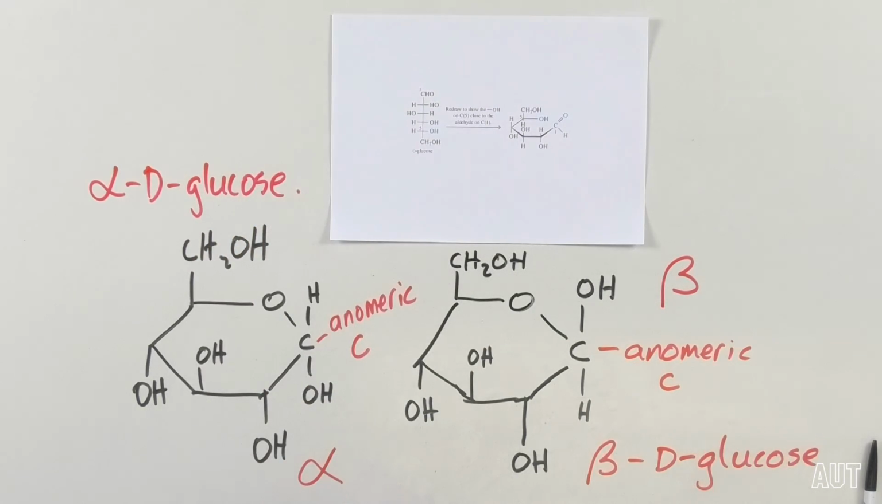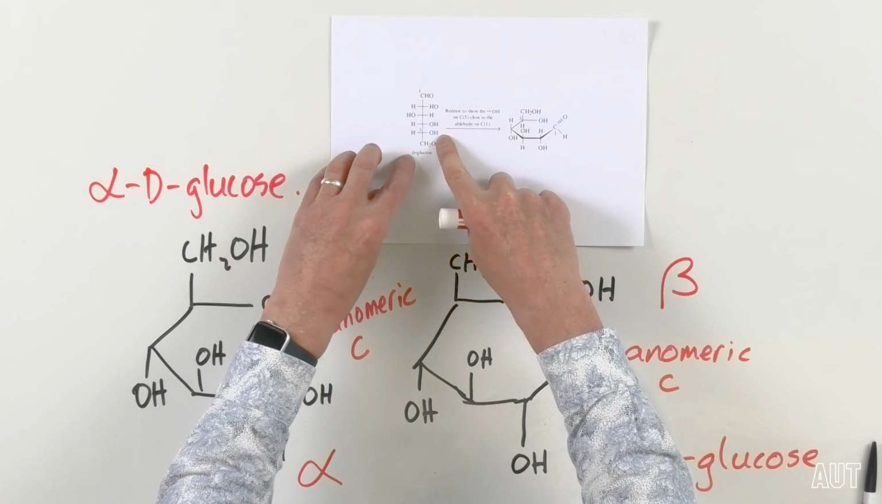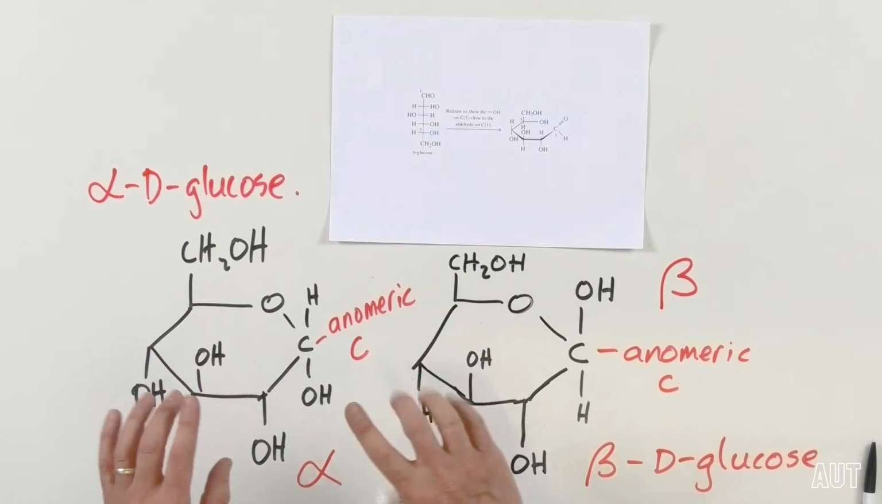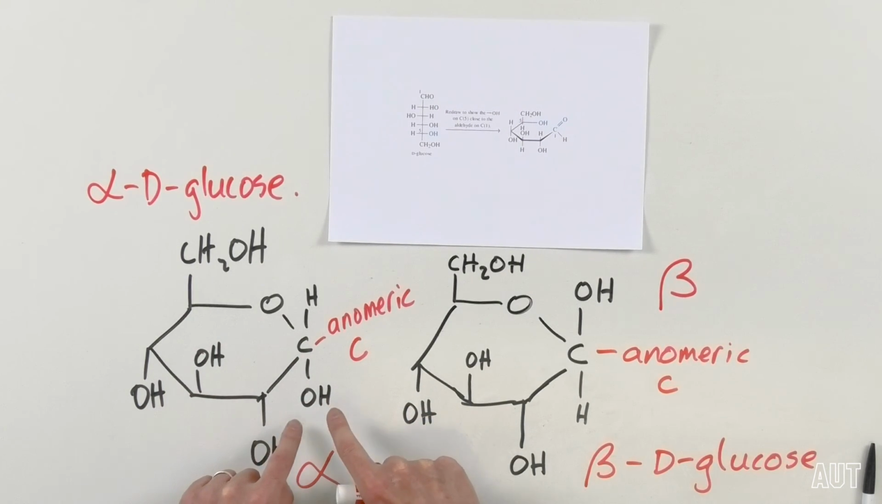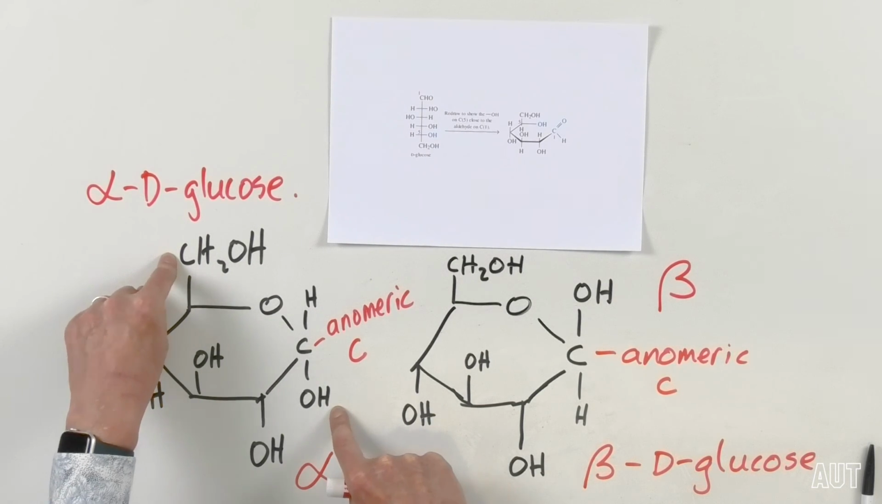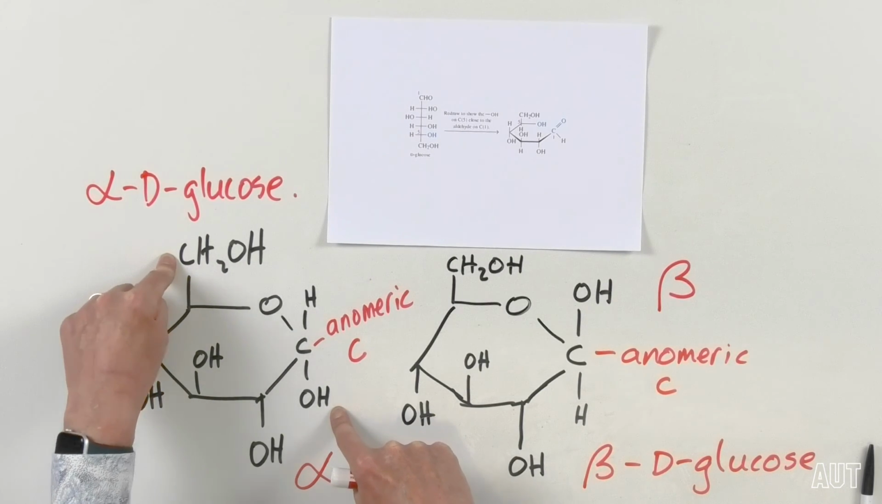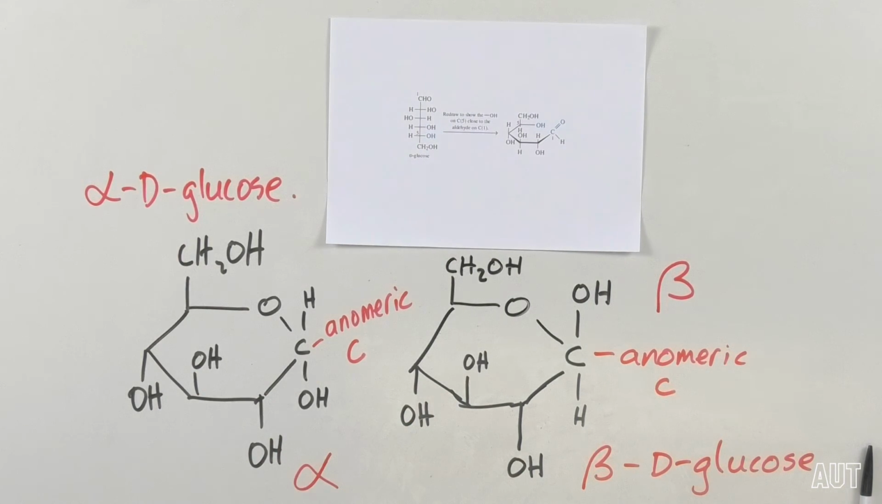The D refers to what side of the chain this OH is on, that's where we get the D from. We get the alpha and the beta from when we make the cyclic version, and the relative disposition of this OH versus this CH2OH. Are they on the same side of the ring, in which case you're talking beta? Are they on opposite sides of the ring, in which case you're talking alpha?